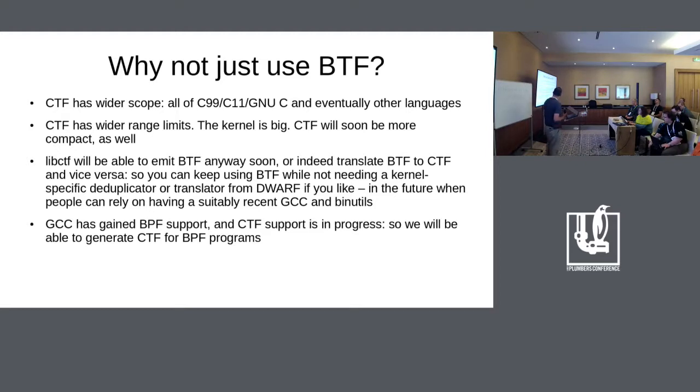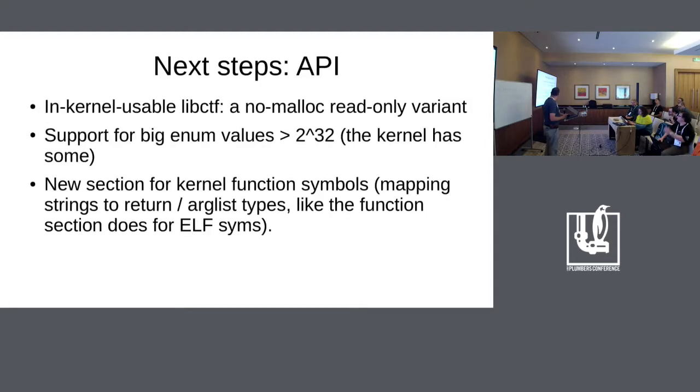We will be able to emit BTF. I'm hoping we'll be able to translate in both directions. I haven't designed the API for this yet, but the idea is that we can act as a universal translator in all directions for all of these types, with CTF always being able to handle a superset of all of them. This isn't really implemented yet, but it's a future goal. GCC has recently gained BPF support, the next talk, and with CTF support as well, we'll be able to generate CTF for BPF programs and hopefully convert it into BTF using the machinery I just mentioned. So again, this is still all being written, or at least the conversion part.